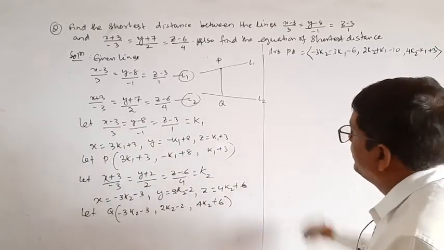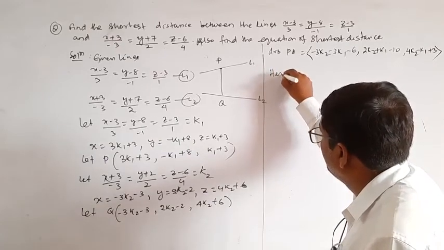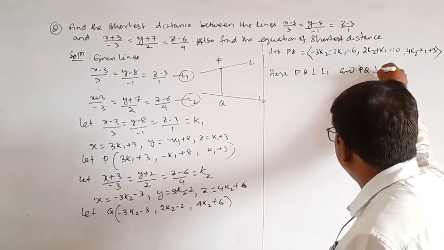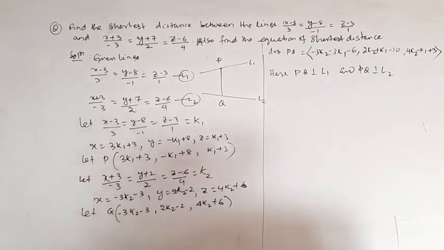DRs of PQ. Here PQ is perpendicular to L1 and PQ is also perpendicular to L2. So apply the condition for perpendicularity.